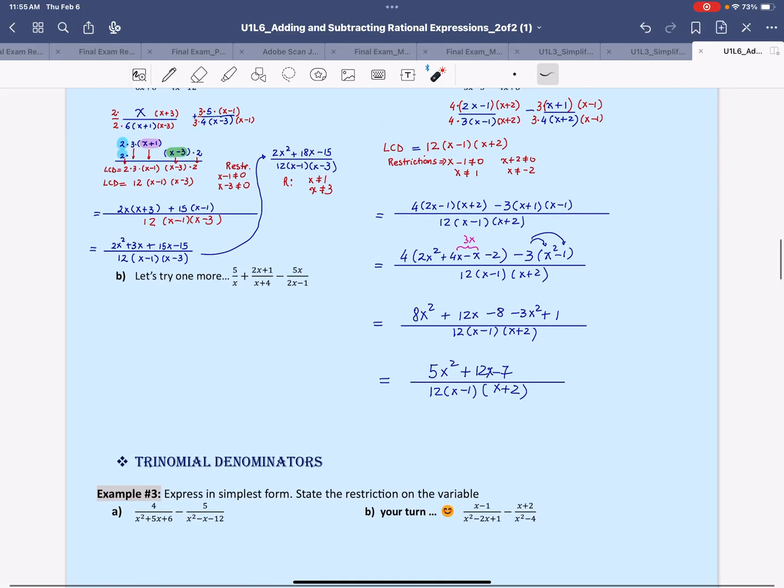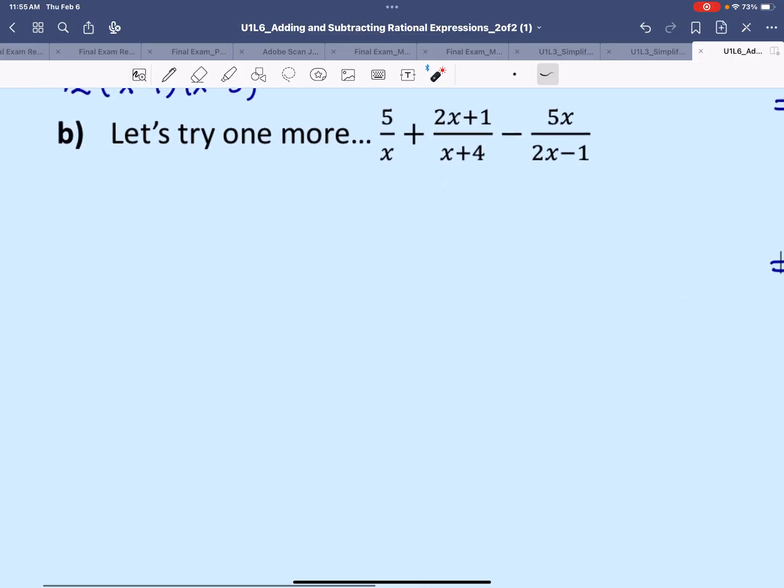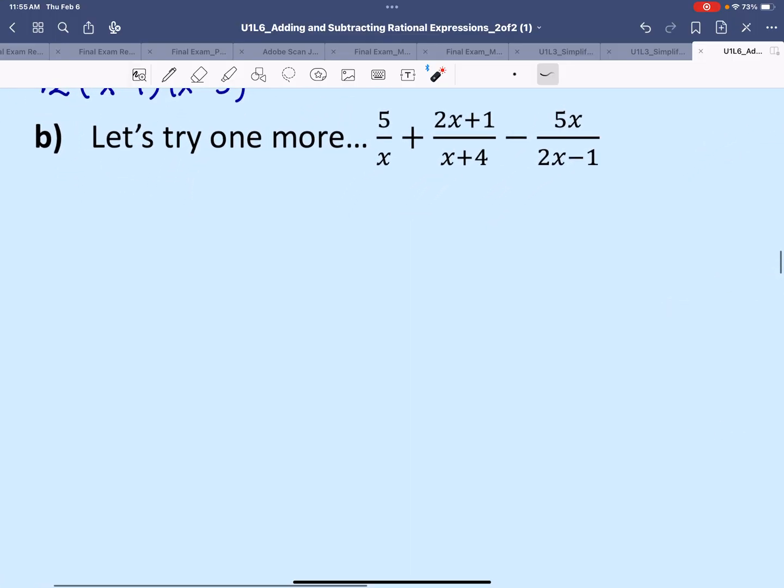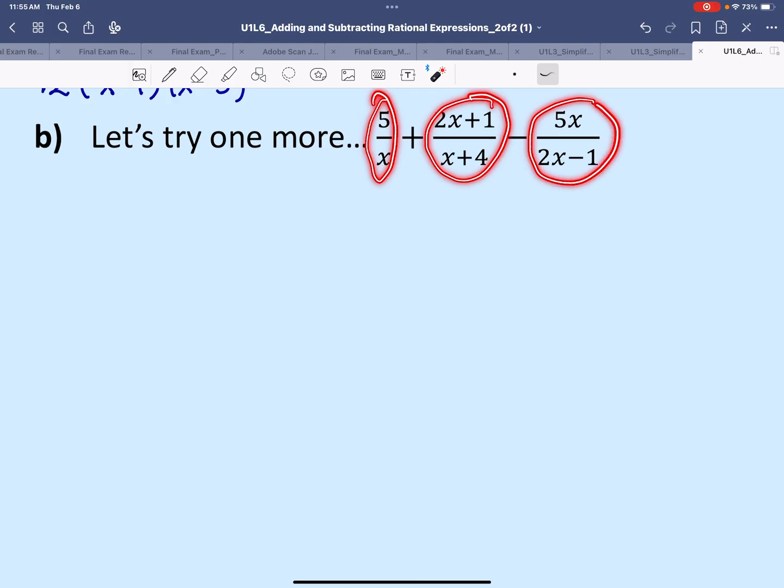So in the next example that I want you to try, obviously, on your own again, we have a little bit of a more unique example. So we have 5 over x, plus 2x plus 1 over x plus 4, and minus 5x over 2x plus 1. So let's get to work.